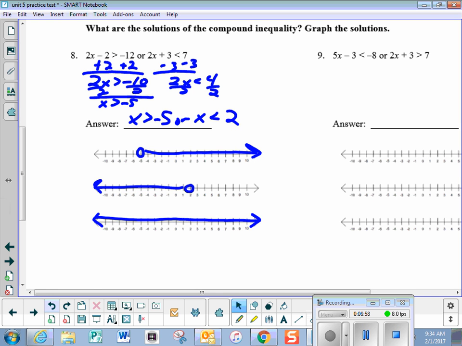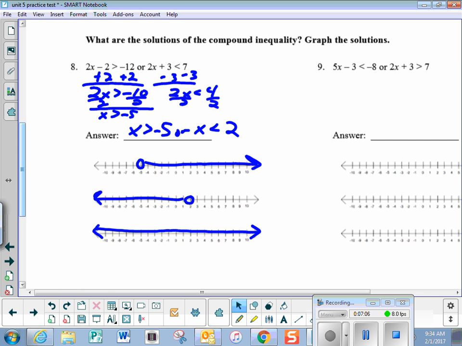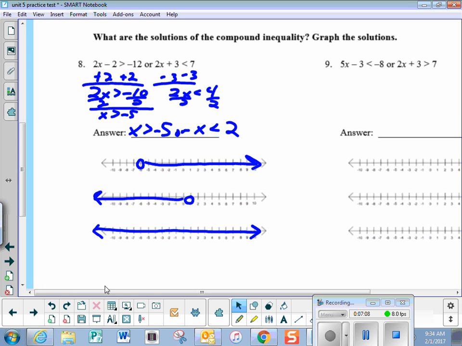Okay? Now, this solution is still the inequality, but the solution on the graph is all real numbers. So please make that correction. If you put the open circles on that, don't do that. Okay? All right.